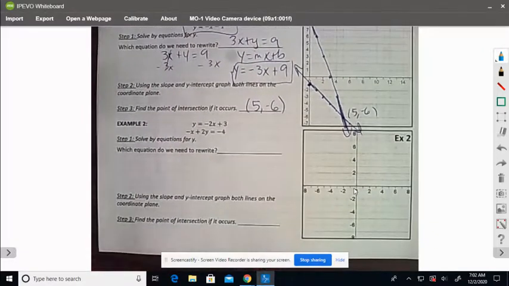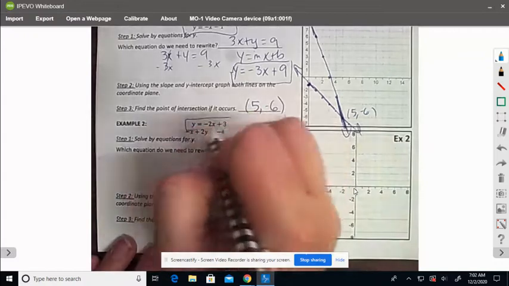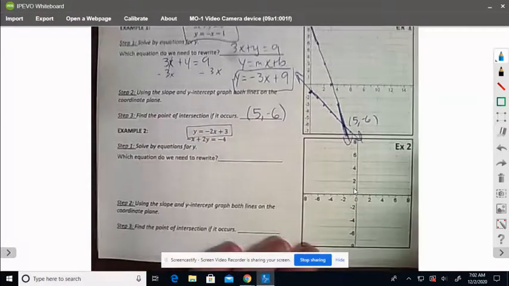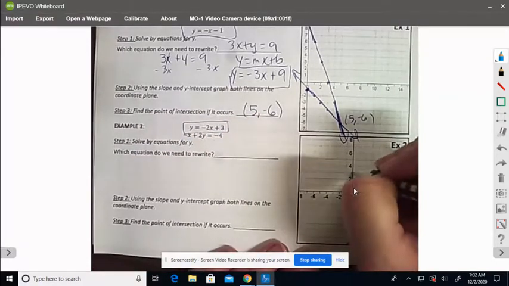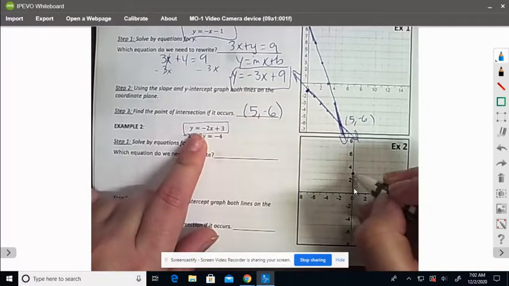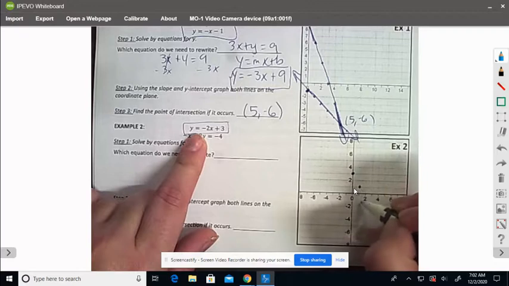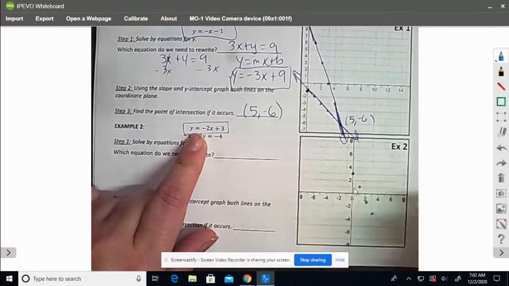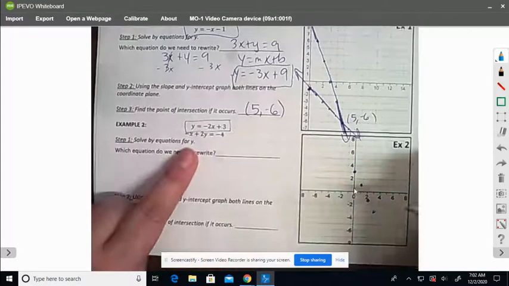Okay, let's do another example. This one's perfectly fine, so I can go ahead and graph it. I'm going to start at 3 on my y-axis. That's my y-intercept, and then my slope is -2. So down 2 over 1, down 2 over 1, down 2 over 1, and I could keep going if I want.